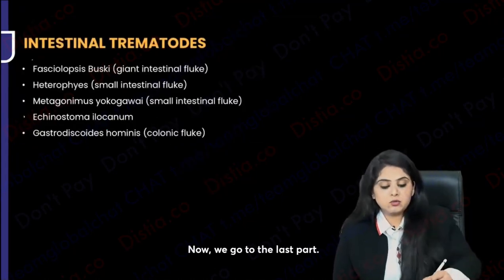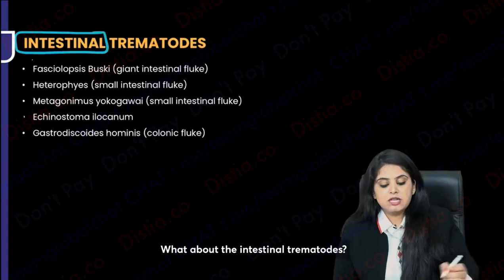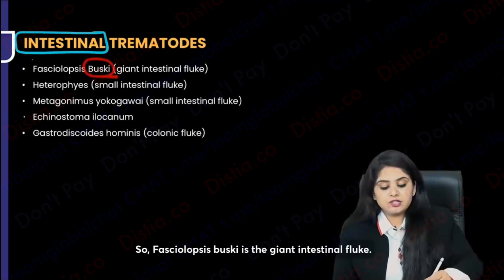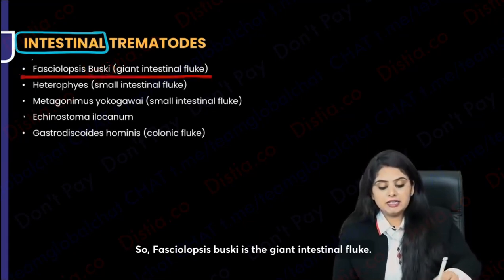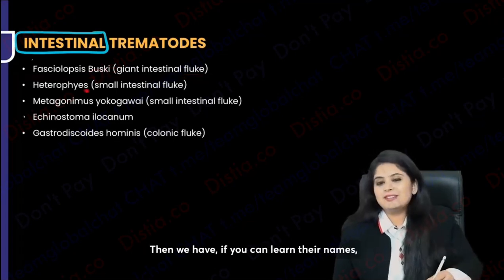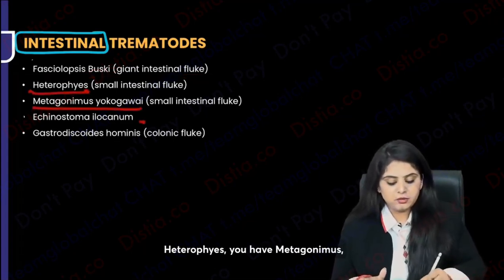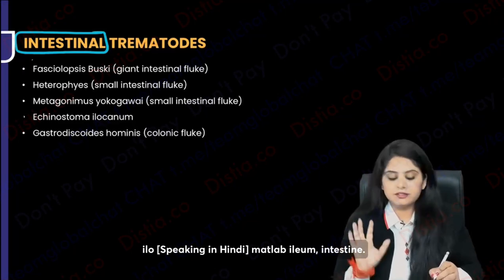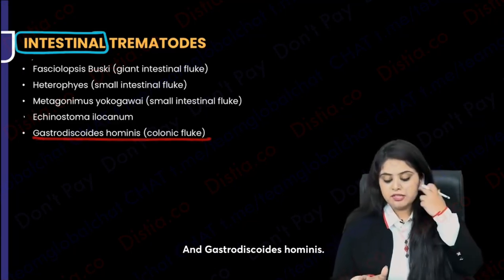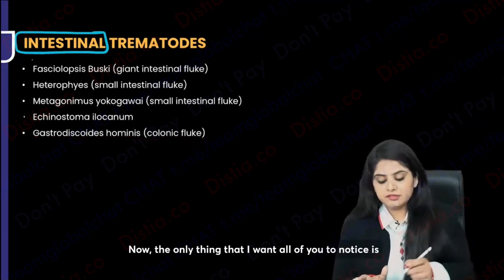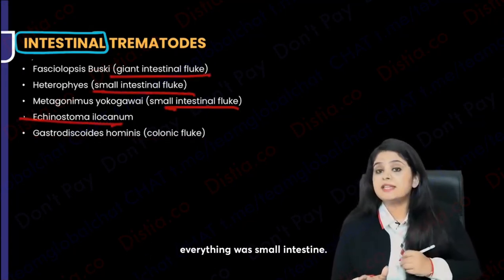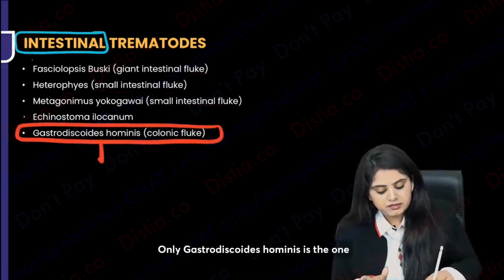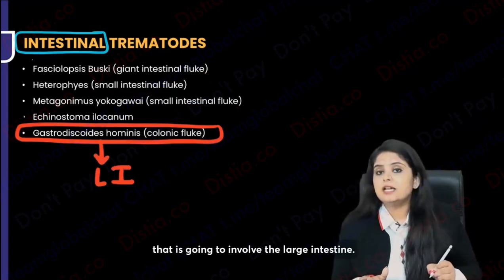Now we go to the last part. What about the intestinal trematodes? Intestinal trematodes, we look at this Fasciolopsis buski. So Fasciolopsis buski is the giant intestinal fluke. Then we have, if you can learn their names, Heterophyes, you have Metagonimus, you have Echinostoma, Ileocanum. Ileocanum will tell you obviously ileo means ileum, intestine, and Gastrodiscoides hominis. Now the only thing that I want all of you to notice is everything was small intestine. Only Gastrodiscoides hominis is the one that is going to involve the large intestine.